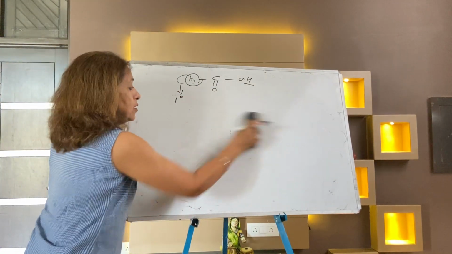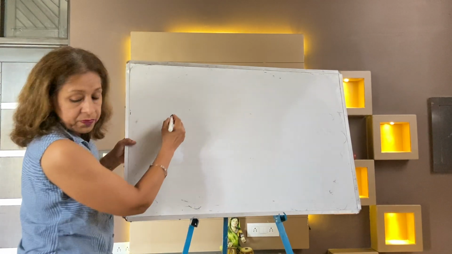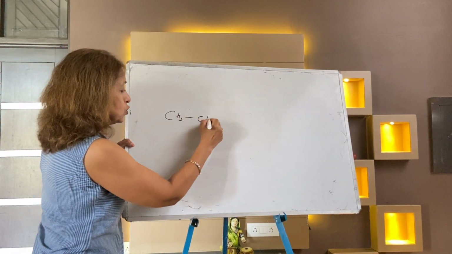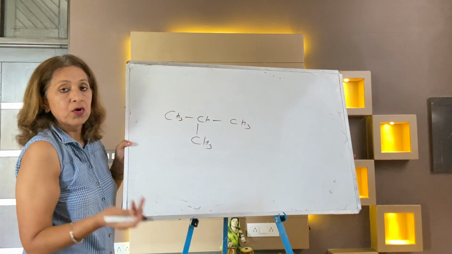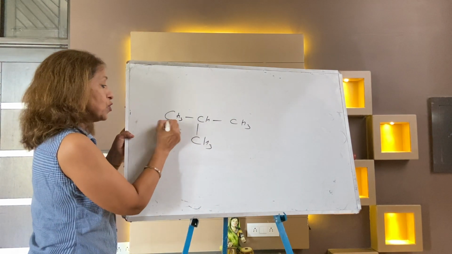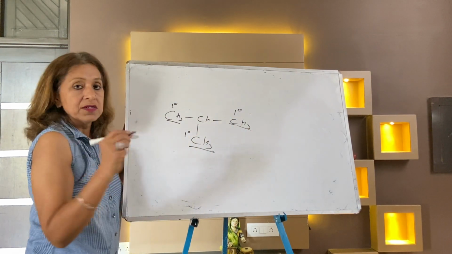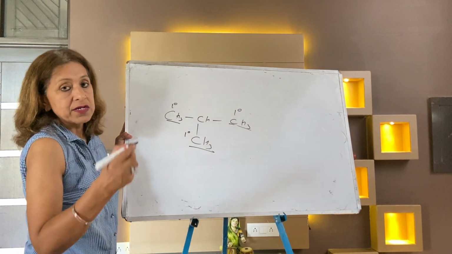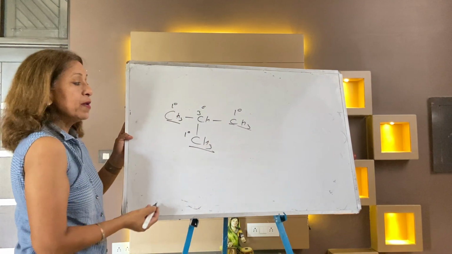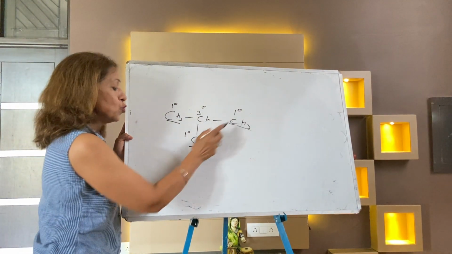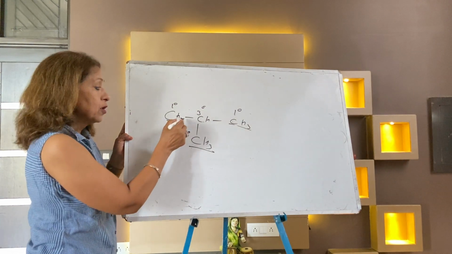Okay, now I'm taking one more. CH3, CH2, CH is an alkane, so CH3 is primary, CH2 is secondary, and CH is tertiary. How many primary carbon? 1, 2, 3. Write down, there are 3 primary carbon. How many primary hydrogen?